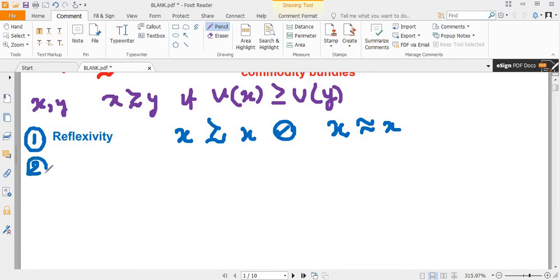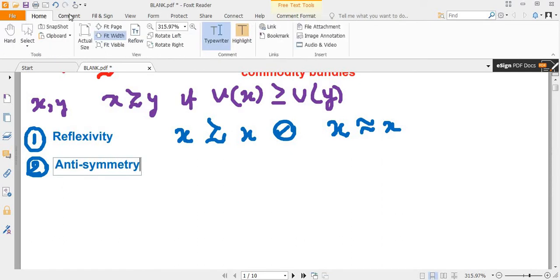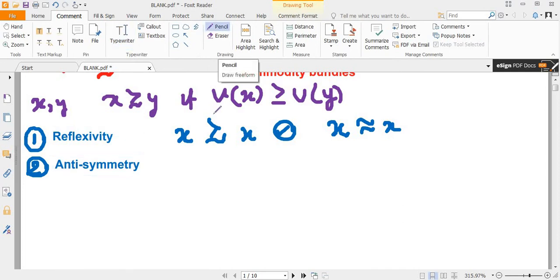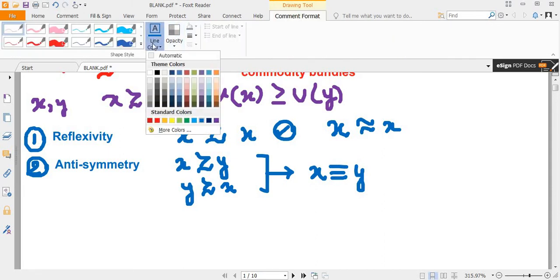Looking at the next property, we have the property of anti-symmetry. So now we'll be looking at the property of anti-symmetry. Now, what was the property of anti-symmetry? The property of anti-symmetry was that if I can say that X is weakly preferred to Y, and if I can say that Y is weakly preferred to X, then can I conclude that X and Y are identical? Here we need to note that it's identical and we cannot say X is equal to Y because X and Y are not numbers. Instead, X and Y are commodity bundles.